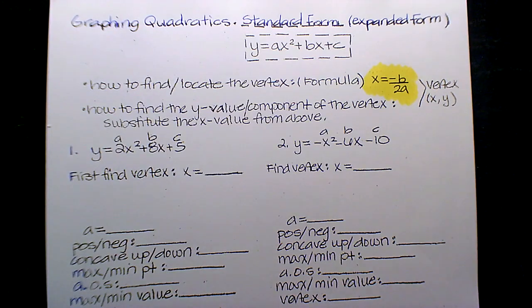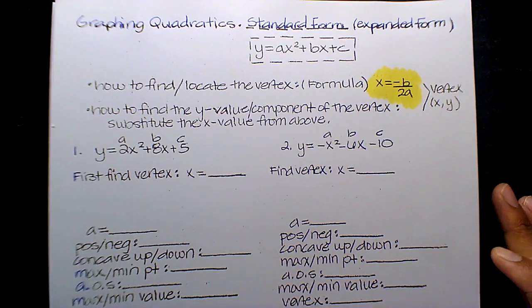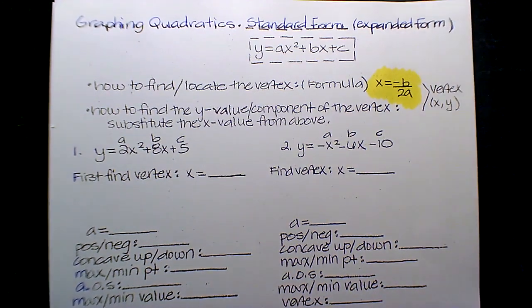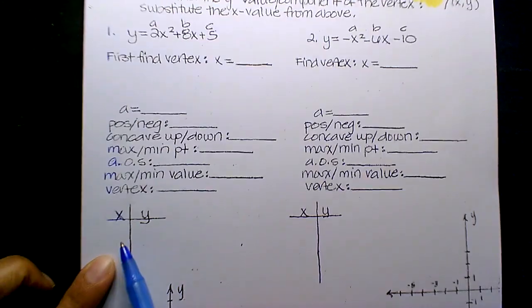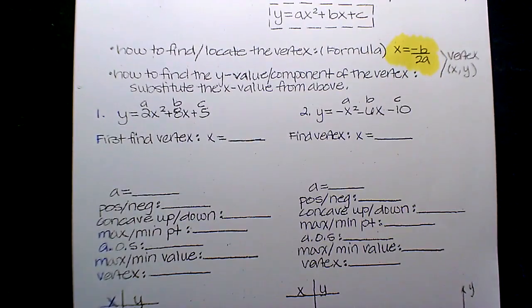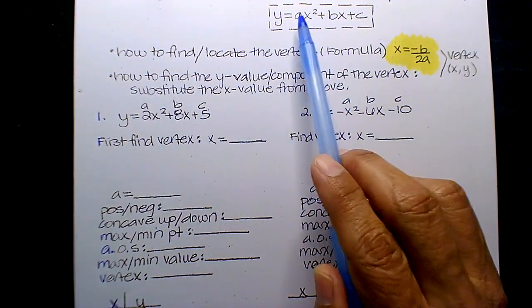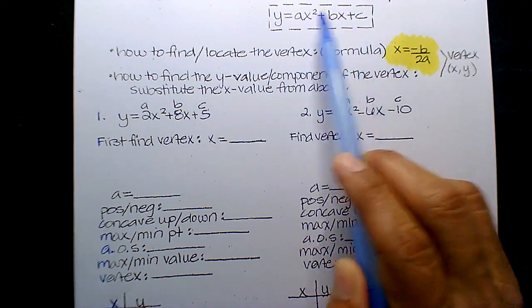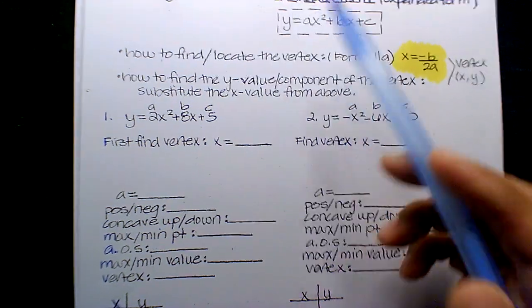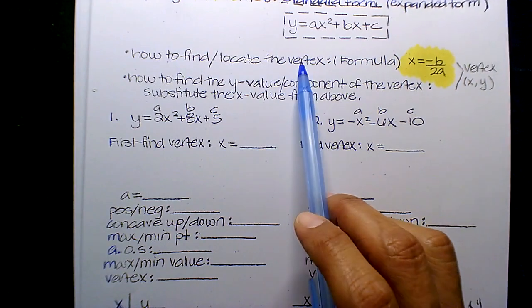Standard form, there is no HK. Your vertex is XY. It's still going to go in the third slot. You're still going to go here. You still have the same prompts, okay? Except now it's AX squared plus BX plus C, so it's a trinomial, right? Okay, how to find or locate the vertex?